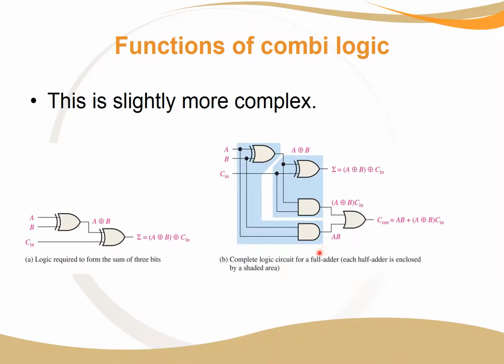So this design is slightly more complex. So if we don't care about the carry, we use that for the sum of 3 bits. And that just gives you the sum of 3 bits, but it doesn't give you the carry. And this logic circuit is for the carry. So the 2 exclusive OR gates are just for the sum, and the 2 AND gates and the OR gate are for the carry out.